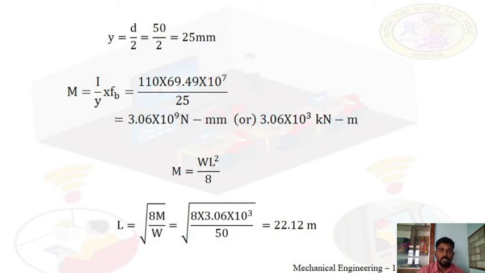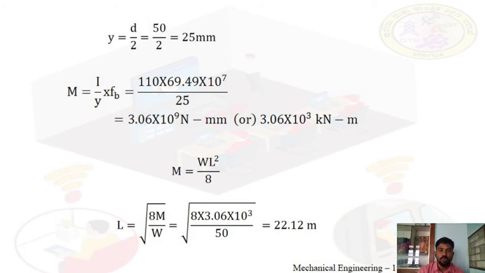Calculate the M. So M we get 3.06 into 10 power 3 kilonewton meter. So whatever we are getting before, that is in Newton mm, because all the values we substituted in mm, so we got in mm. So convert that into kilonewton meter, because whatever the span we are getting, that is in meter. So the condition is simply supported beam with UDL. For that the moment M is equal to WL square by 8. This I have already explained in session 2.